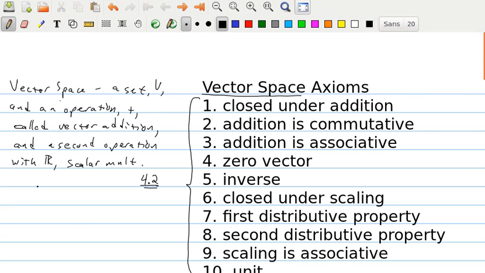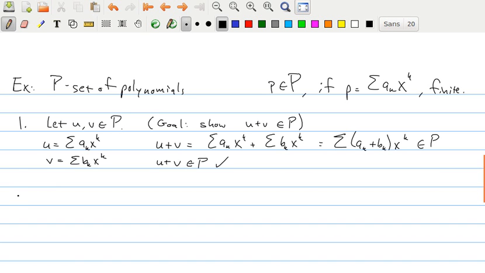So next up, axiom number 2 is that addition is commutative. So the idea here is we'll take two vectors in our vector space, and the goal here, I'm putting this goal in parentheses. When you do these problems, you don't need to explicitly state this out. This is just to make sure you understand what we're going for. So the goal is to show that U plus V is the same thing as V plus U. That the order of addition doesn't matter for vector addition in order to be a vector space.